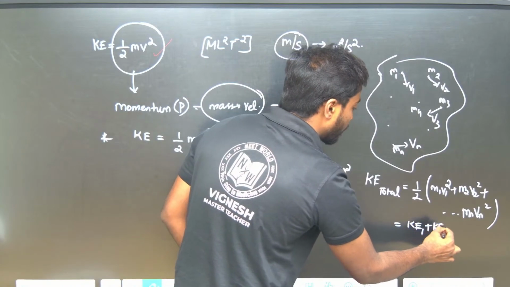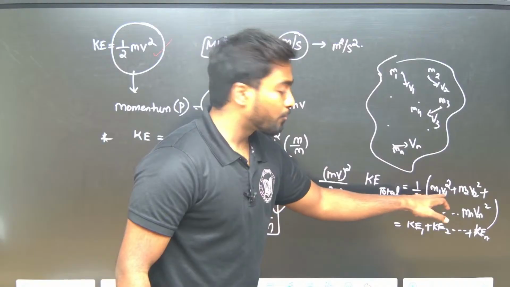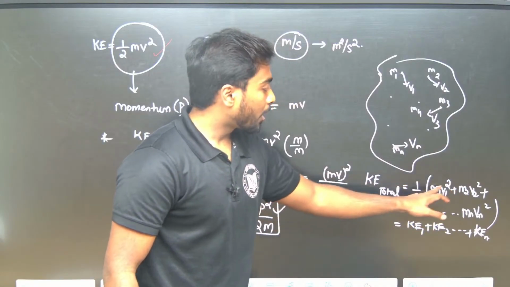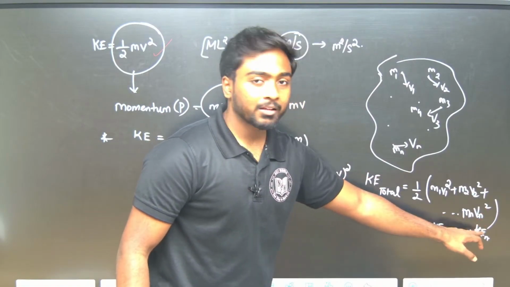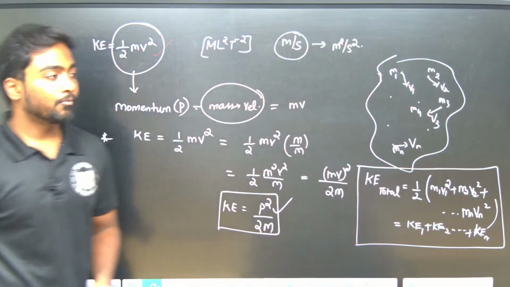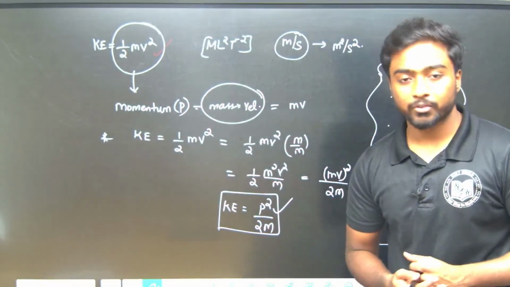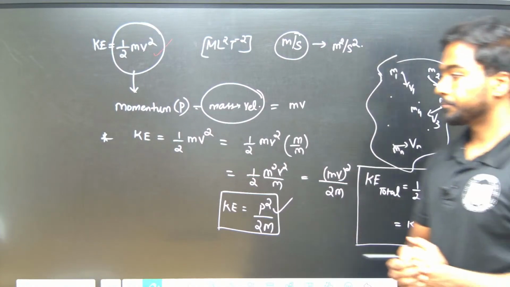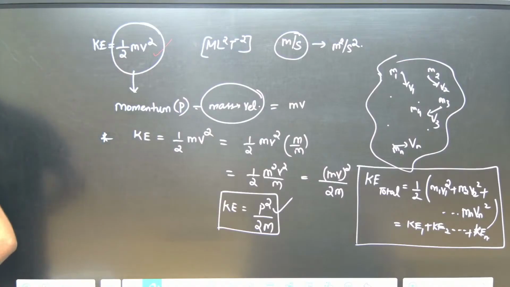If I talk about each particle's kinetic energy, it is k1, k2 up to kn, right? If I take this 1 by 2 inside, then 1 by 2 of m1 v1 square is nothing but kinetic energy 1, of m2 v2 square is kinetic energy 2, and of mn vn square is kinetic energy n. So this is the total kinetic energy of a system of particles having different masses and different velocities. You can take a note of that.